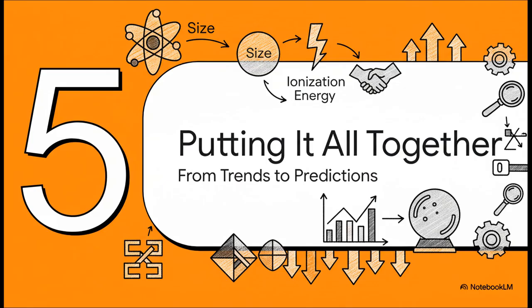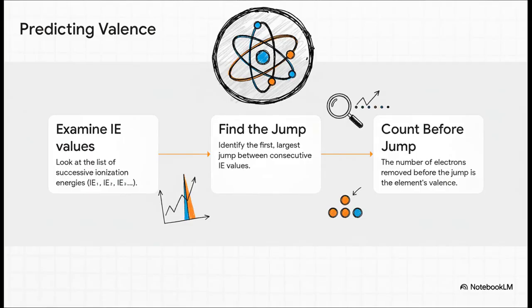Okay, so we've cracked the code. We get Zeff. We know how it affects size, ionization energy, and electronegativity. So what? Well, now comes the fun part. We can stop just describing what the table looks like and start using it to make some really powerful predictions. For example, check this out. If I just give you a list of the successive ionization energies for some mystery element, you can tell me its valence, which is how it's going to bond with other atoms. All you do is look for the first huge jump in energy. That massive price hike happens when you try to rip an electron from a stable inner core shell. So the number of electrons you manage to pull off before that giant leap, that's your number of valence electrons.